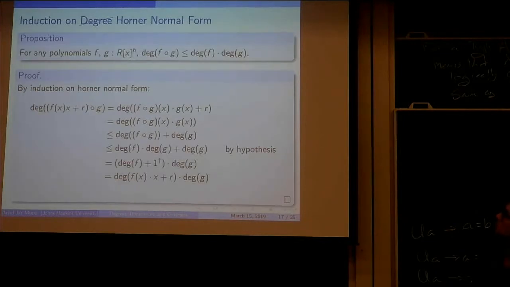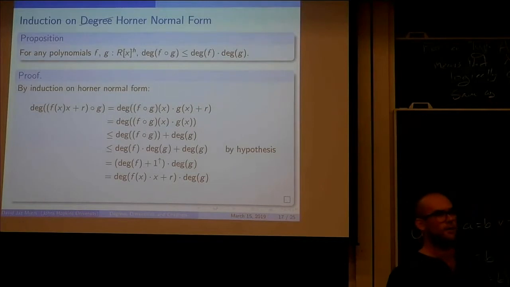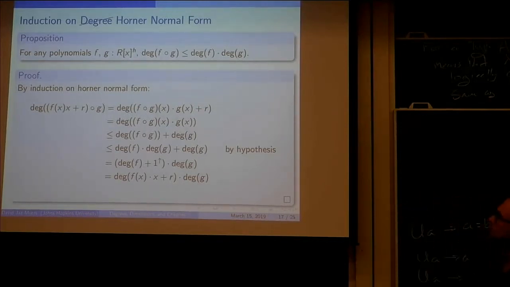Cool. So we can now prove that for any polynomials, we have this inequality here, and we do it by using the induction on Horner normal form. So if it's constant, it just works. And so in the inductive step here, we take the Horner normal form, we can plug it in, we can take off that adding a constant, because adding a constant doesn't change degree. Then we can use the fact we already proved about products to break it up into a sum. And then we can use the inductive hypothesis to recurse.